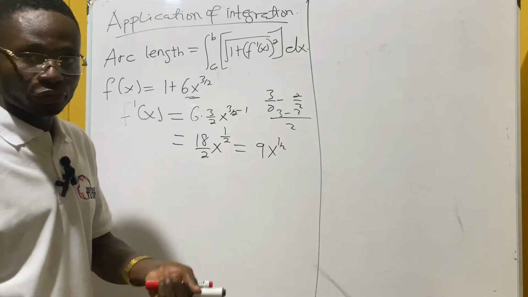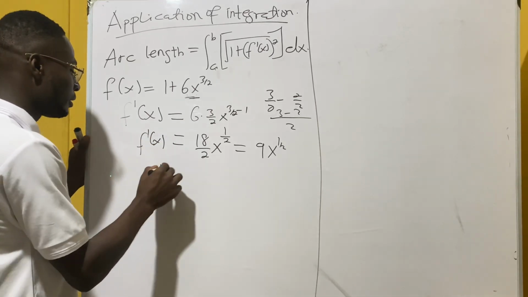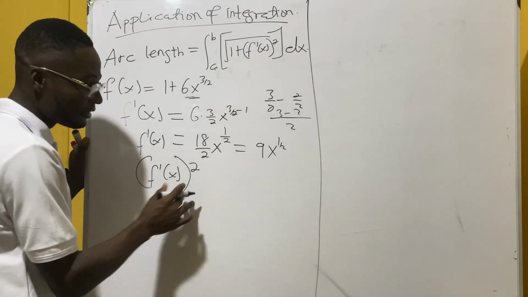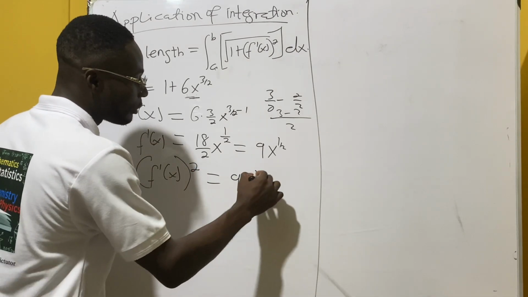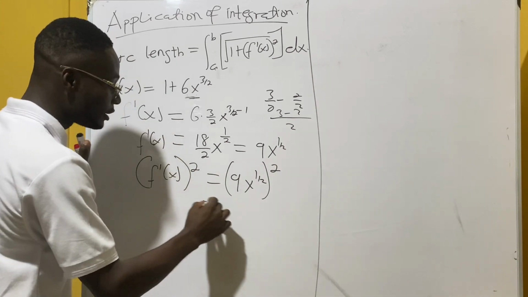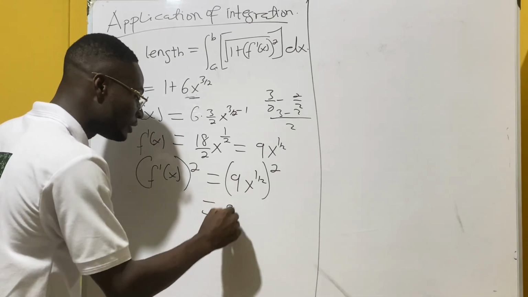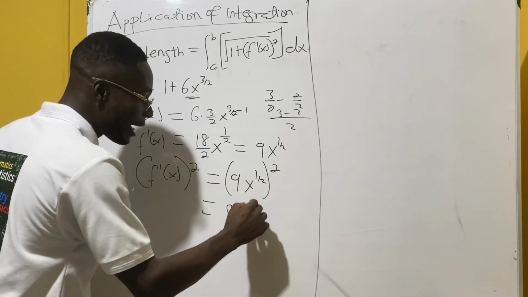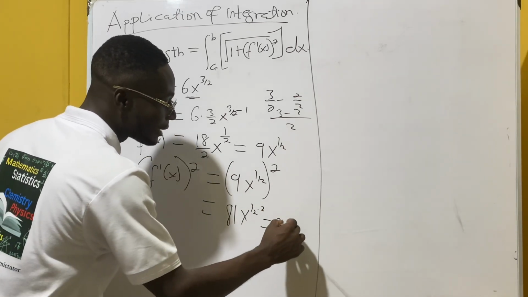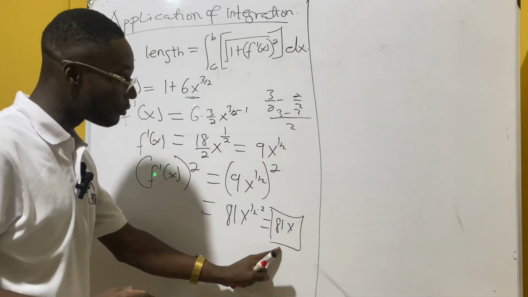So now square the result. So we have the differential, which is this. So we have to square the result, right? Square of the first derivative, and that is equal to 9x power half, squared. Okay, so this is going to be 9 squared, which is 81. So we're going to have 81 here, x power half times 2. Okay, and that is equal to 81x right here, 81x. So we have this information.